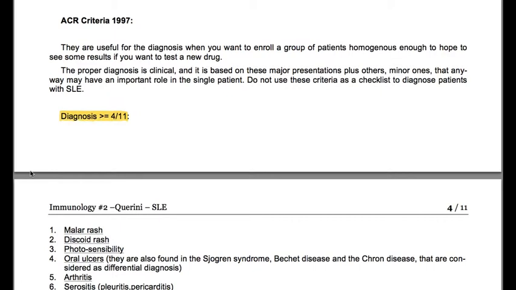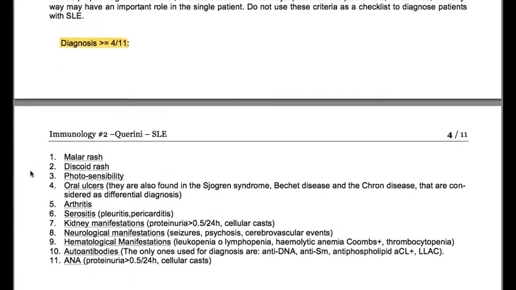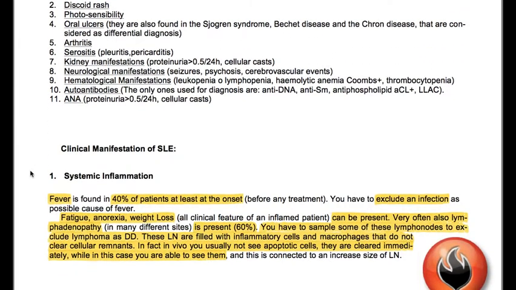We need a malar rash, discoid rash, photosensitivity, oral ulcers, which are also found in the Sjogren syndrome, Behçet disease, and Crohn's disease, that are considered as a differential diagnosis. We need also arthritis, serositis, such as pleuritis and pericarditis. We have kidney manifestations, so proteinuria over 0.5 over 24 hours and cellular casts. We need also neurological manifestations, seizures, psychosis, and cerebrovascular events. We need also hematological manifestations like leukopenia or lymphopenia, hemolytic anemia, Coombs positive, and thrombocytopenia.